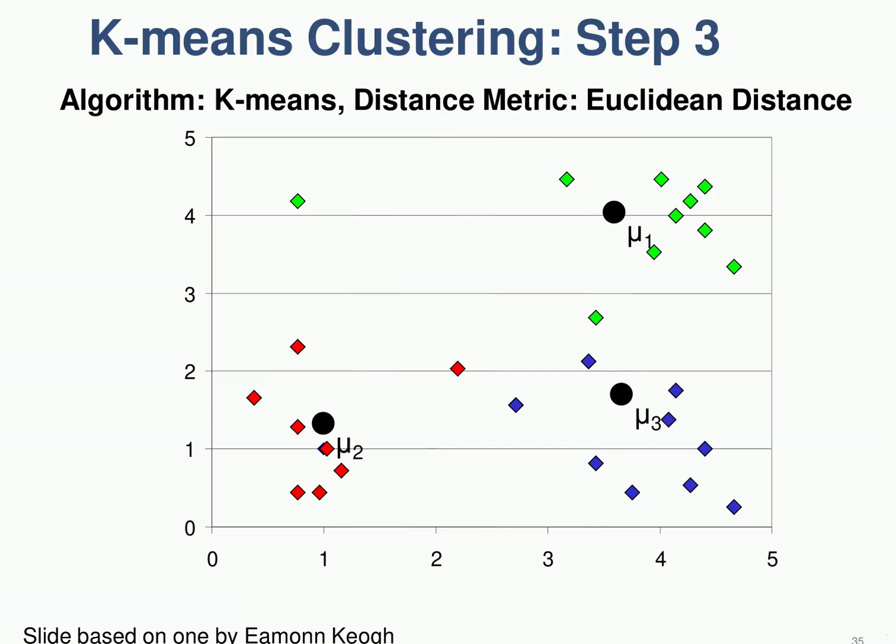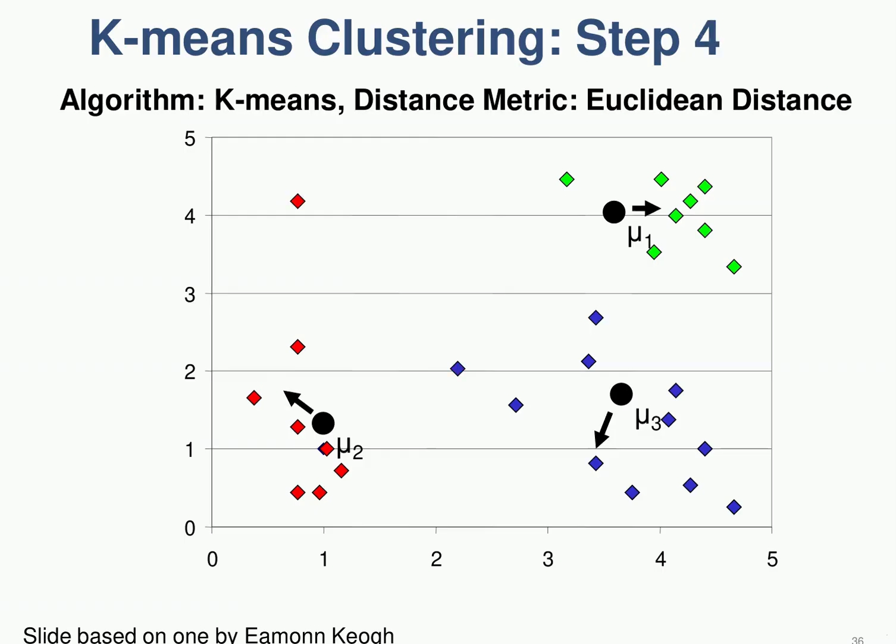In step 3 of k-means clustering, we observe the updated positions of the centroids, mu1, mu2, and mu3, after the previous adjustments. Each centroid is now more accurately centered within its respective cluster. The data points are reassigned to the nearest centroid based on the Euclidean distance metric. This process of recalculating centroids and reassigning points continues iteratively. The goal is to achieve stable centroid positions, indicating that the clusters have reached their optimal configuration. This iterative refinement ensures that each cluster is as compact and well separated as possible.